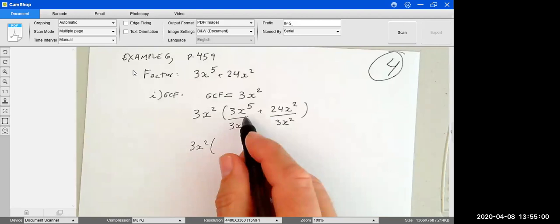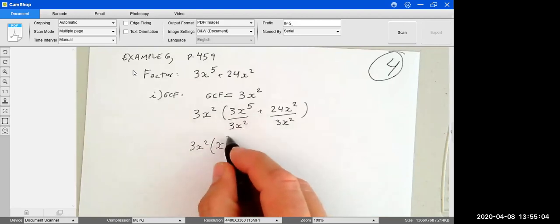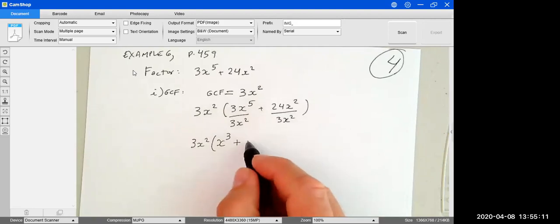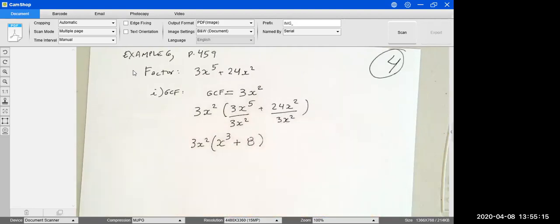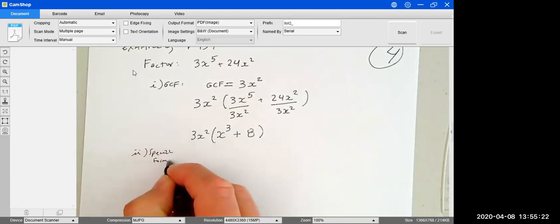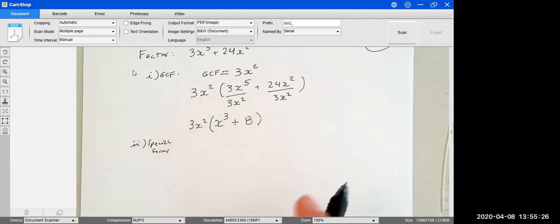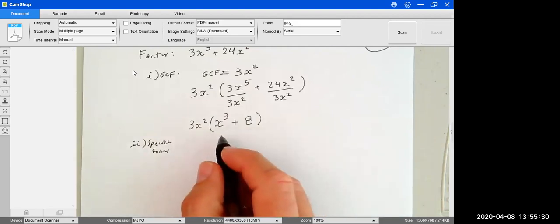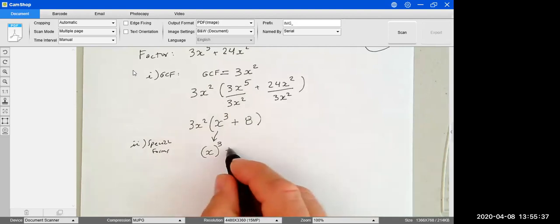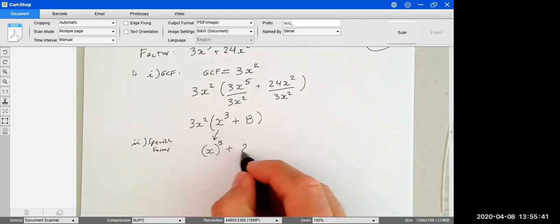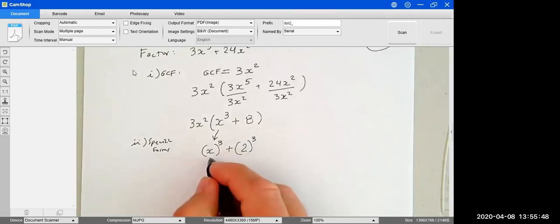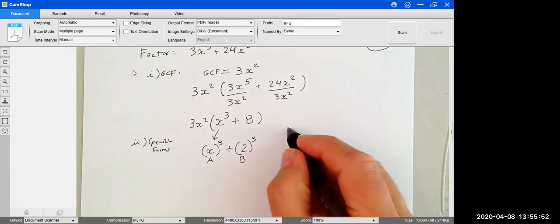So 3 over 3 is 1. x to the 5th over x squared is going to be x cubed. Then I have positive here. 24 over 3 is going to be 8. And x squared over x squared is just 1. So now I need to check special forms. So now I have cubes here. So I need to see whether I can express this as a perfect cube. So let's see. The first one is just x cubed plus, and the second one, 8, can be written as 2 cubed, because 2 times 2 times 2 is going to be 8. So this is my a, this is my b. So this is the case when you have a plus b.